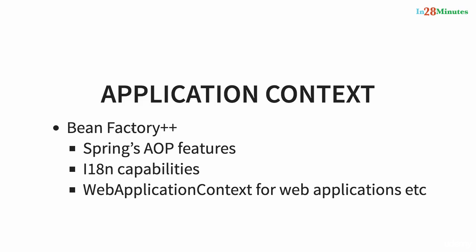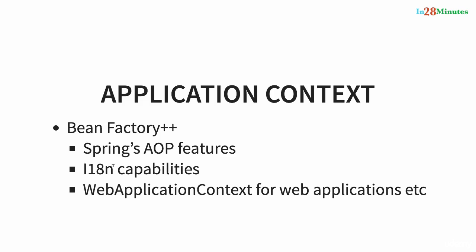The application context provides more features than a bean factory. It provides all the features that are typically needed by enterprise applications. So you can kind of call the application context as bean factory plus plus. So examples of features that the application context contains but the bean factory does not are the Spring AOP features. We will be discussing these features in one of the next sections.